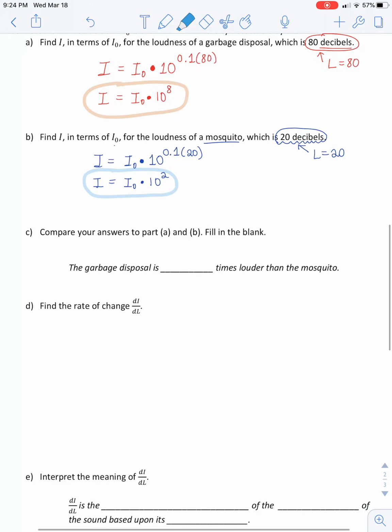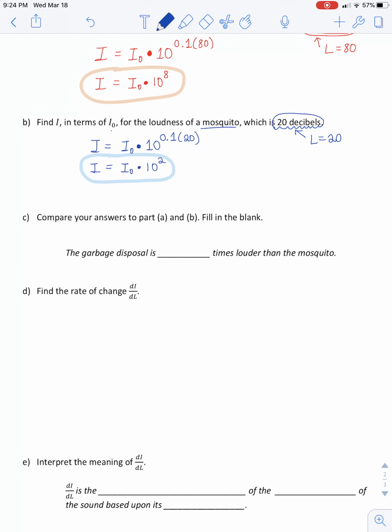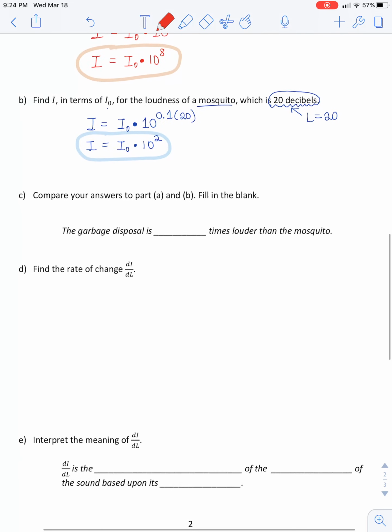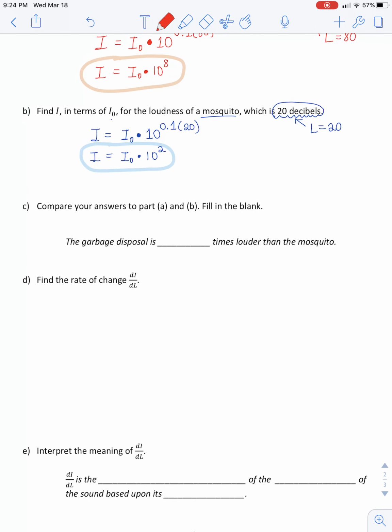Yep. All right. So we found these two expressions. I circled them. Let's look at the very last, well, not last one, C. Compare your answer to part A and B. Fill in the blanks. All right. Let's compare these two. The first one I have is I naught times 10 to the 8th power. And the second one I have is I naught times 10 to the second power. So let's compare these two. This one was the garbage disposal. Oh, and this one was our little mosquito.